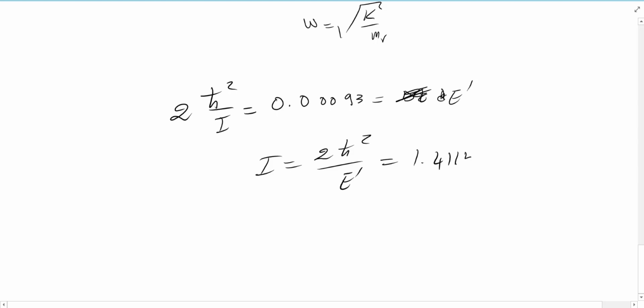1.4115, this is 5 sig figs, times 10 to the negative 46 kilograms meter squared. That's why I wanted to be careful in terms of units, because I want to find the moment of inertia in kilogram meter squared, which is a proper unit for it.